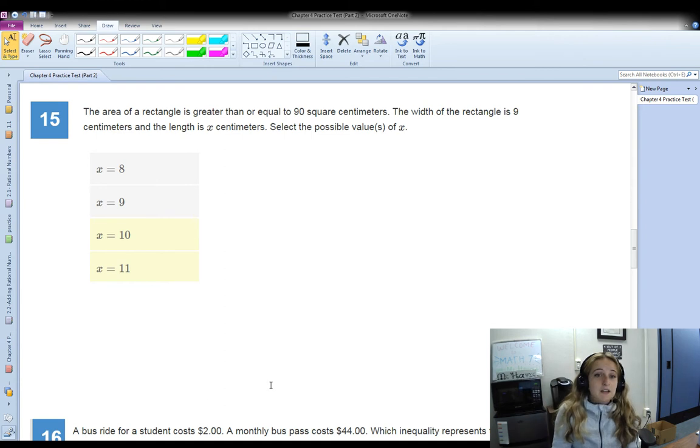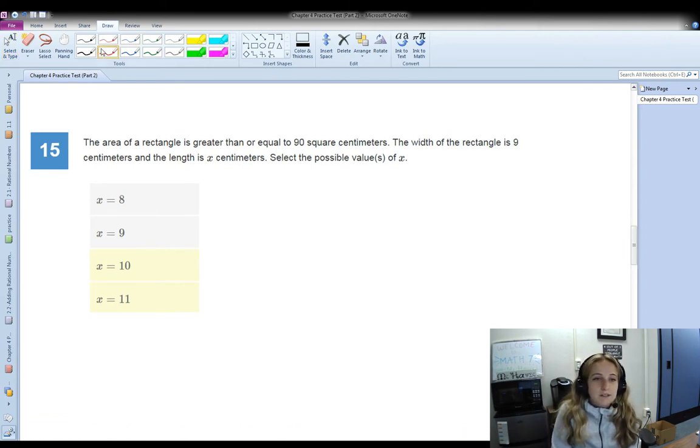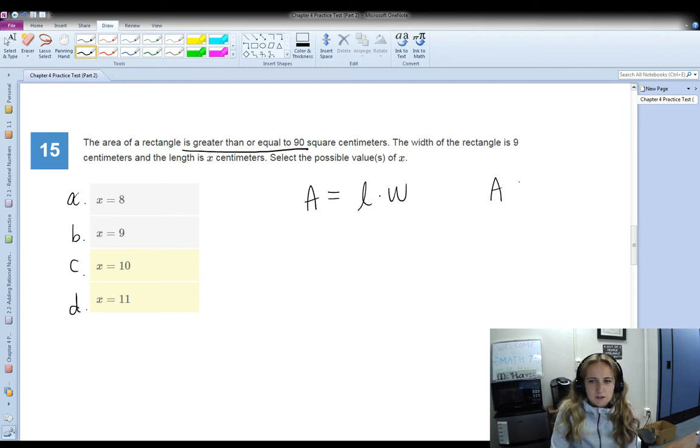The area of a rectangle is greater than or equal to 90 square centimeters. The width of the rectangle is 9 centimeters and the length is x centimeters. Select the possible values of x. So this is going to be A, B, C, D. It could be more than one of these. So choose your answer. Okay, so area of a rectangle. Remember, area of a rectangle is length times width. So it says the area of the rectangle has to be greater than or equal to 90.